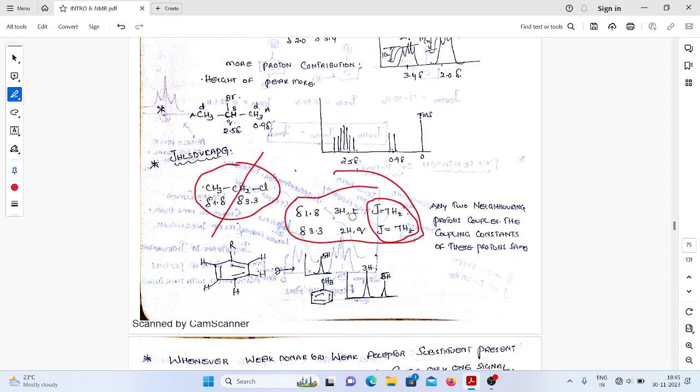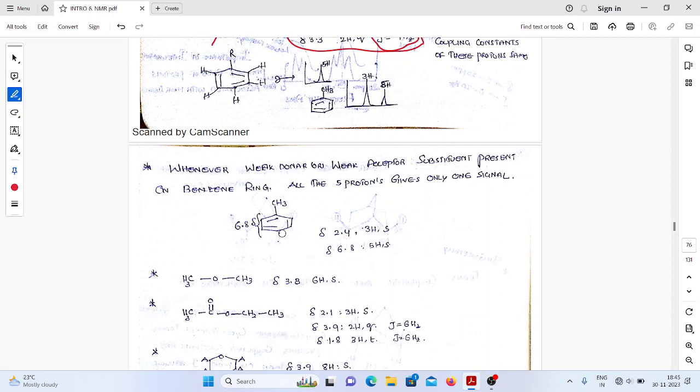See this: 3 protons means if we attach to the carbon, what happens? CH3. 2 protons, if we attach to the carbon, how can we write? CH2. So CH3, CH2. These two are adjacent to each other. In this way we can identify.